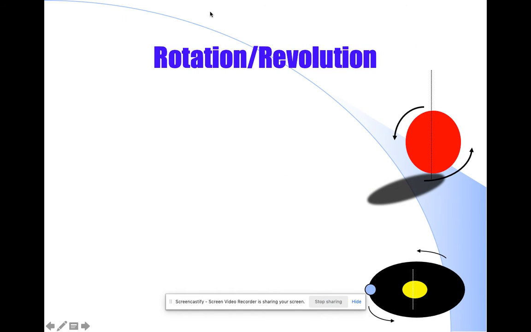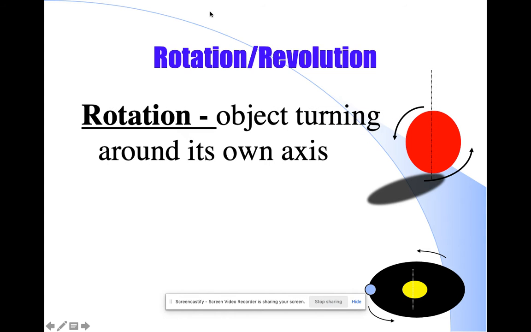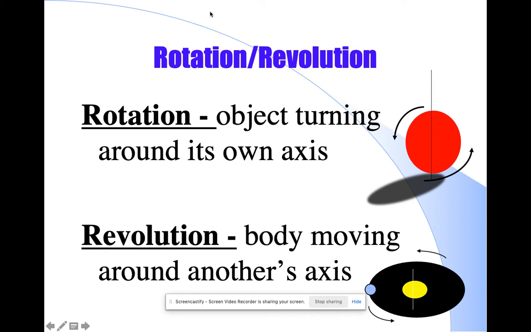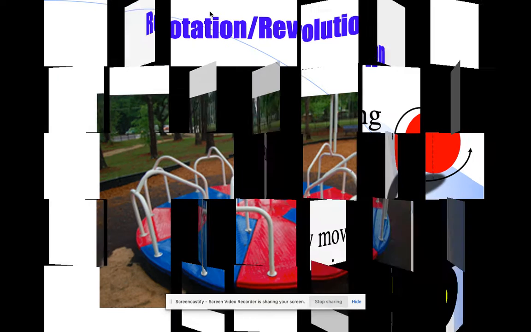Okay, so rotation and revolution. Those are very similar words, but very different words. Rotation is an object turning around its own axis. So we say, as the Earth rotates on its axis. But a revolution is when a body is moving around another's axis. So we say one Earth year is one revolution around the Sun. But the Earth is always rotating every 24 hours, while it has one revolution every 365 days.